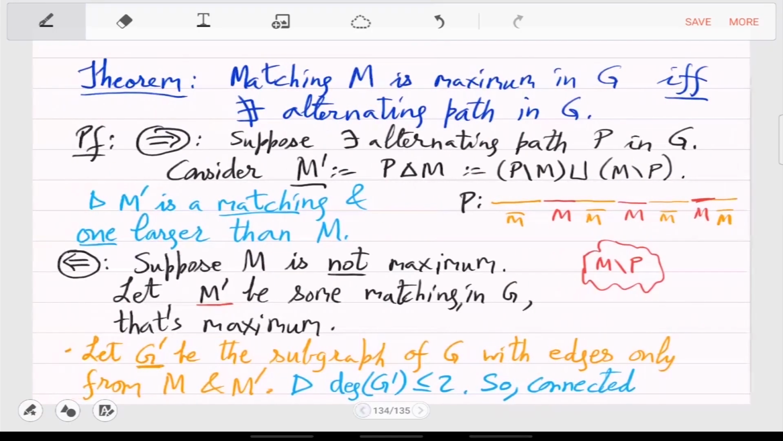Any questions about this theorem or proof? It's something very, very basic, but it has a tricky proof and a huge impact.